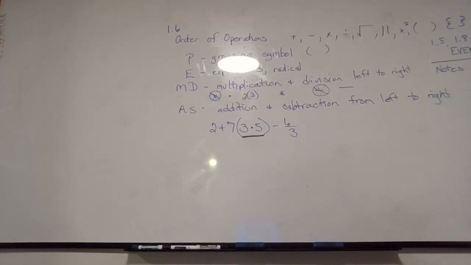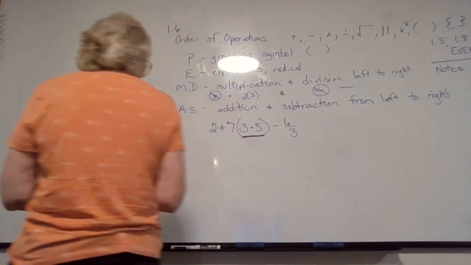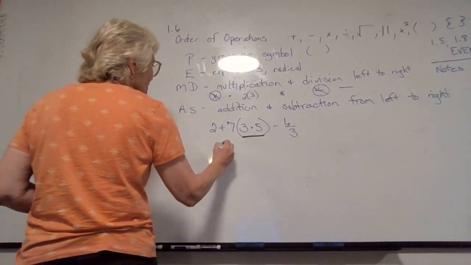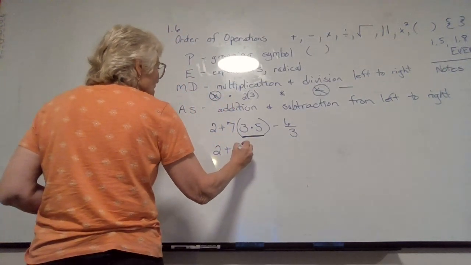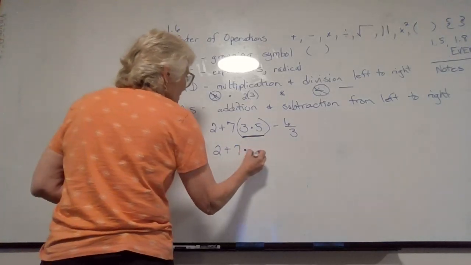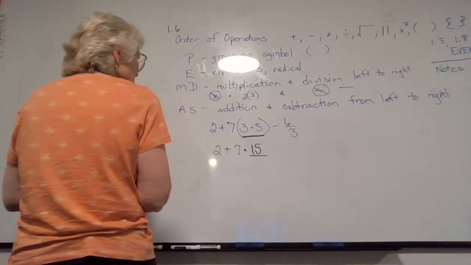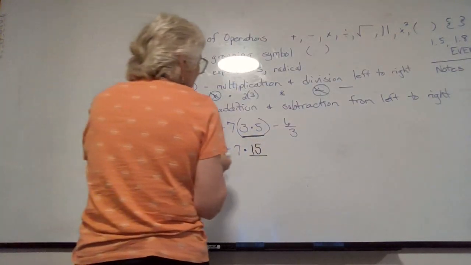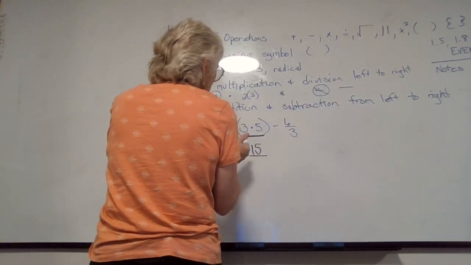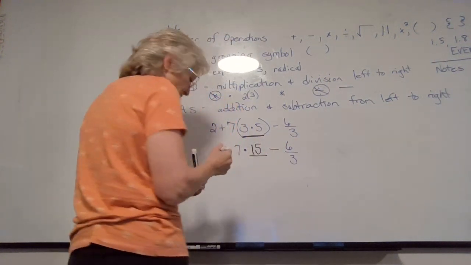Then I'm going to write everything down except for that answer. So I have 2 plus 7 times whatever this answer is. I'm going to put in there the answer. That's 15, minus 6 divided by 3.